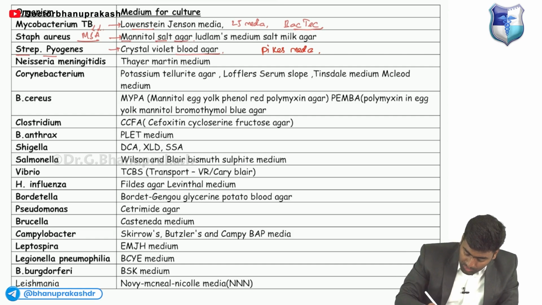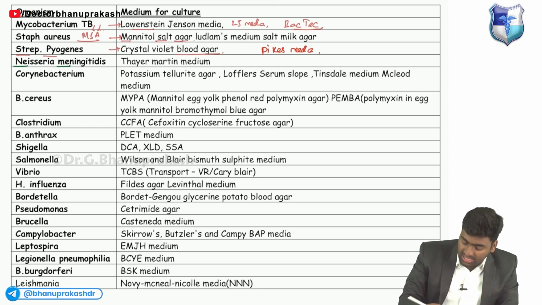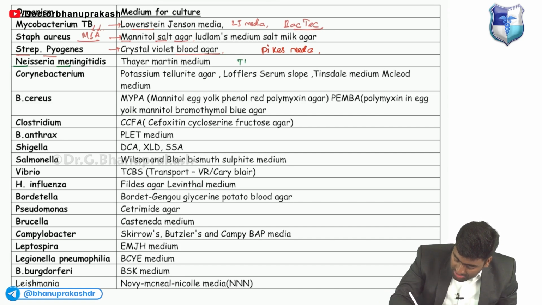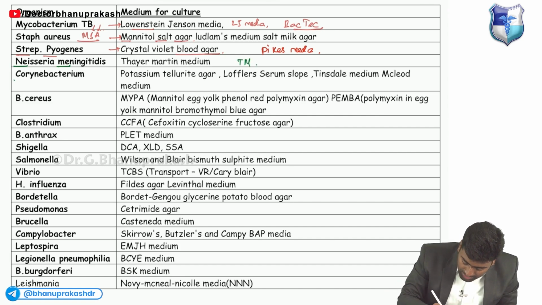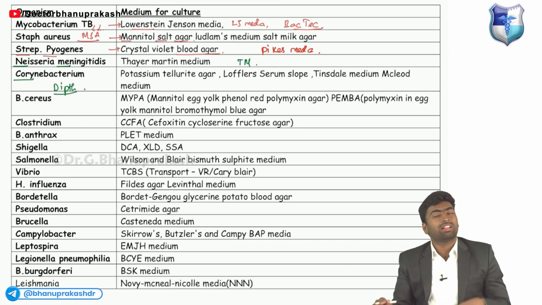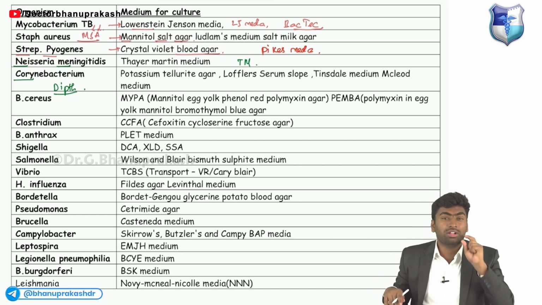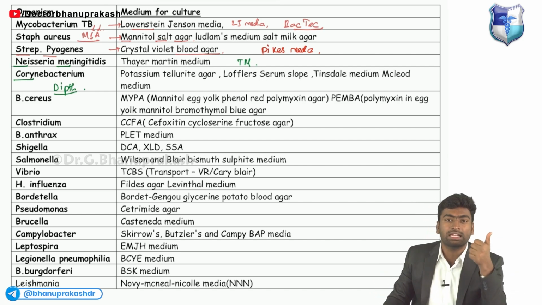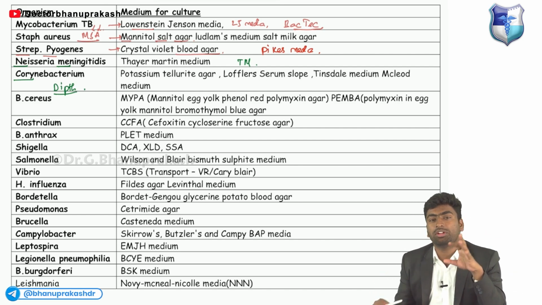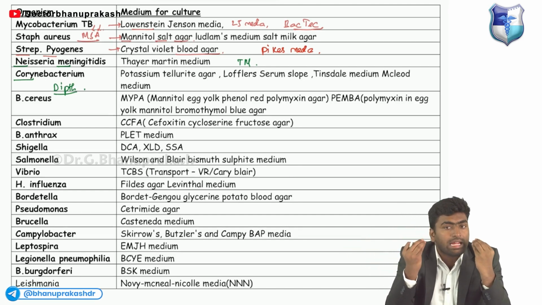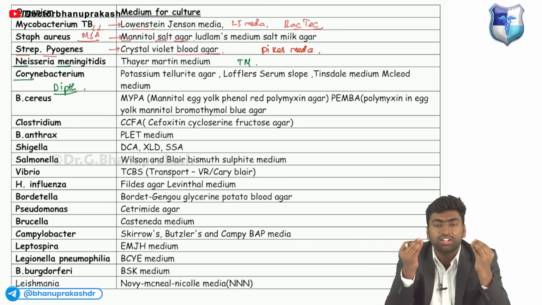Then the next bacteria is Neisseria meningitidis. Neisseria meningitidis will use the medium known as Thayer-Martin medium. And for Corynebacterium diphtheriae, we need to do two things. Corynebacterium diphtheriae patients present with pseudomembrane and bull neck, and you need to make a clinical diagnosis, followed by a rapid diagnosis, and you need to make a confirmed diagnosis. To make any rapid diagnosis, like water, it should flow.